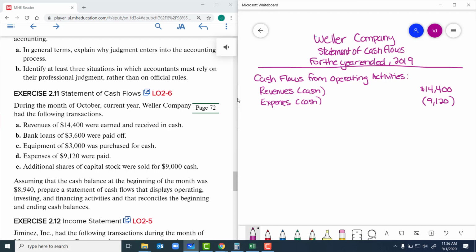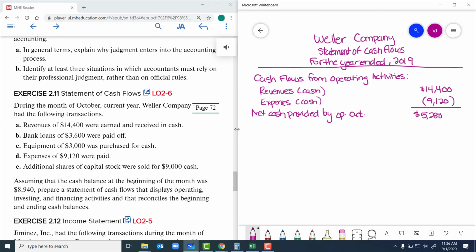Okay. So if we want to go through that list, there's nothing else related to operations. So now we can subtotal that. We call that net cash provided by operating activities. We do $14,400 minus $9,120. That gives us net cash provided by operating activities of $5,280.